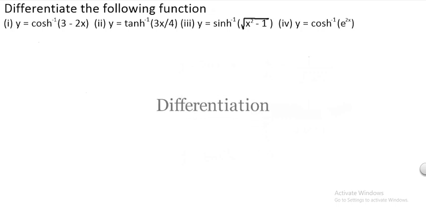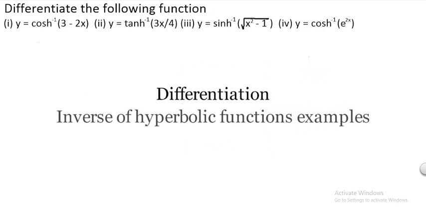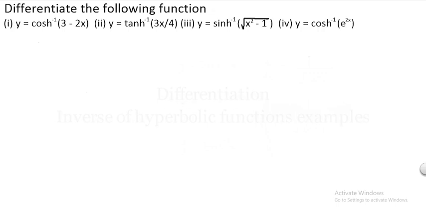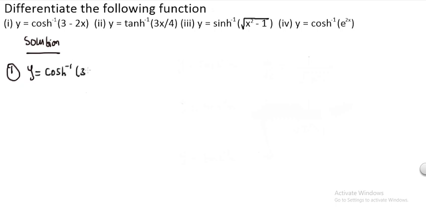In this video, we're going to look at differentiation of inverse of hyperbolic function examples. We have questions on the screen. Let's jump right into them. So I write our solution here. The first question says we should find the derivative of y is equal to cosh inverse of 3 minus 2x.